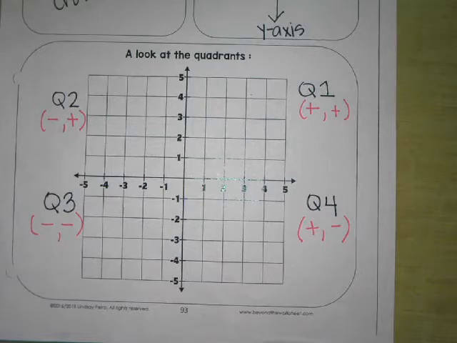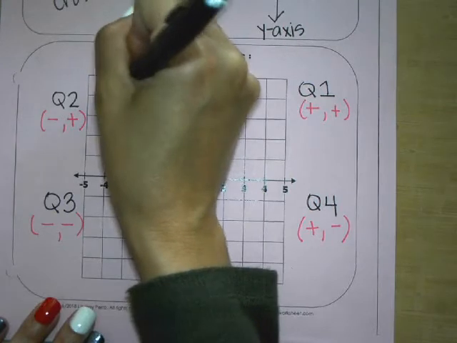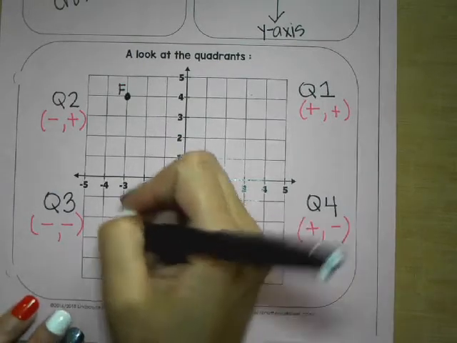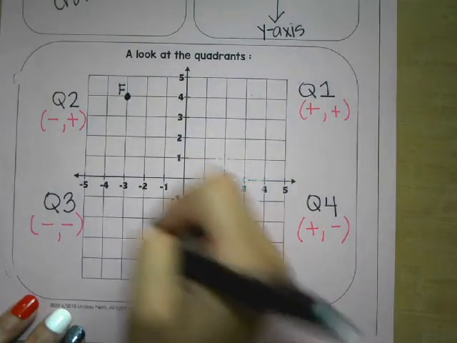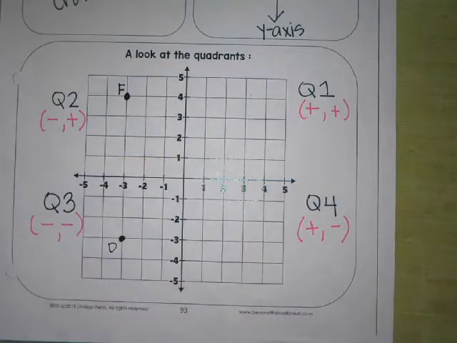So if I gave you this point right here, and I labeled it F, what quadrant is F located in? You would tell me quadrant 2, right guys? If I gave you this point right here and labeled it D, what quadrant would you tell me it's located in? Quadrant 3.